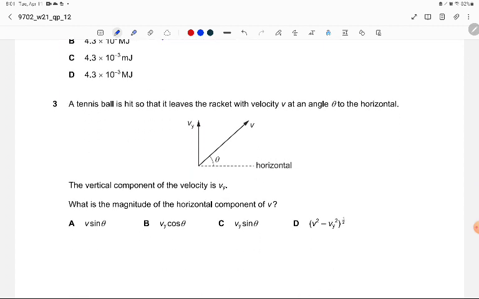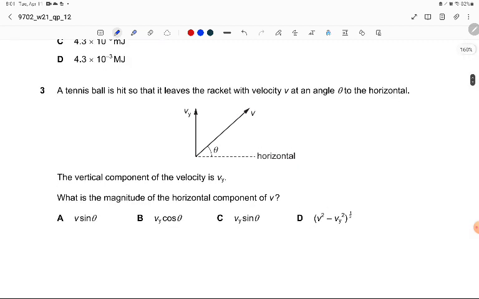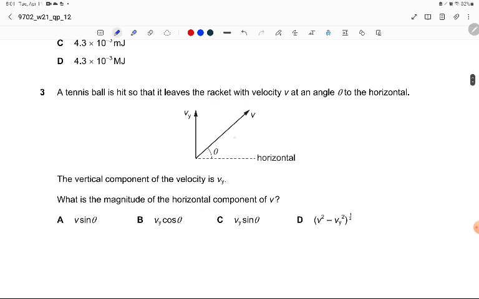A tennis ball is hit so that it leaves the racket with velocity v at an angle theta to the horizontal. The vertical component of the velocity is vy. What is the magnitude of the horizontal component of v? Okay, so this cannot be v sin theta, so the first option is wrong. But what about B? No, B is referring to Vy over here, so this doesn't work that way. It has to be V cos theta, but apparently we don't have V over here, it's Vy. So this is also the wrong answer. So we are just left with one option over here, which makes sense.